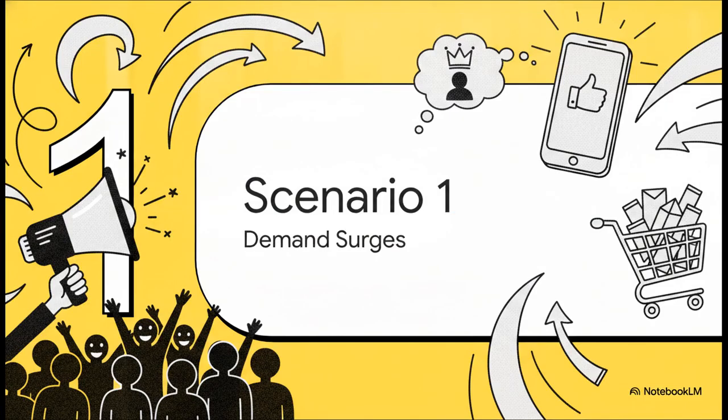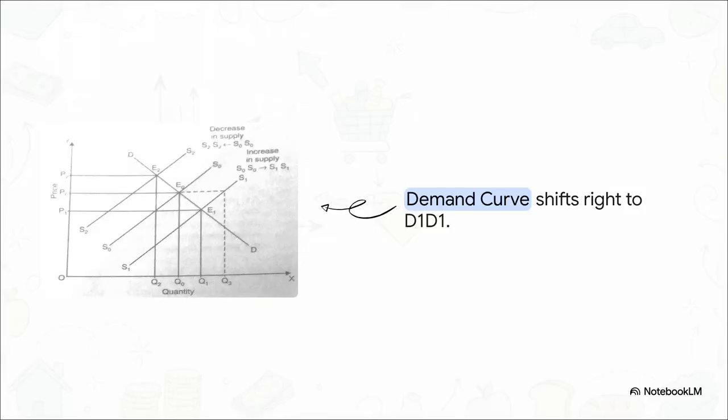Scenario 1. Demand surges. All right, imagine that sudden spike in consumer interest we talked about. Maybe a huge trend takes off online. This massive surge in desire literally picks up our entire demand curve and shoves it to the right, moving from D0 all the way over to D1. But notice the supply curve, SS, hasn't budged an inch. Factories are churning out the exact same amount they always were. So now the market is completely out of whack.